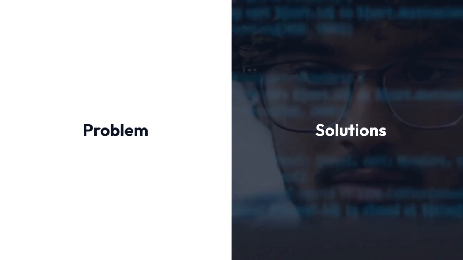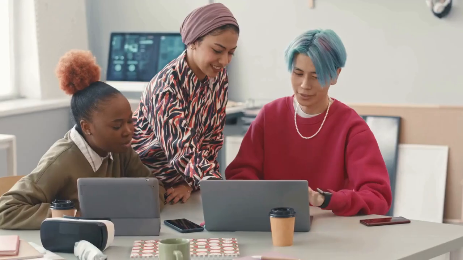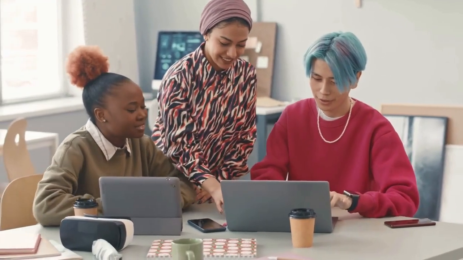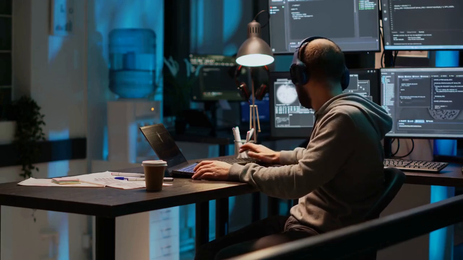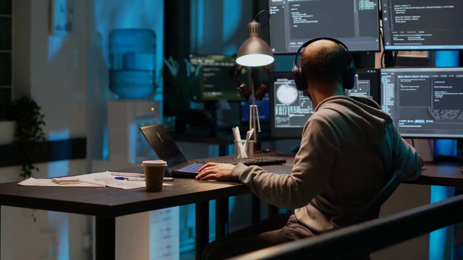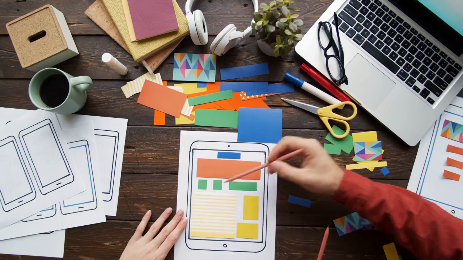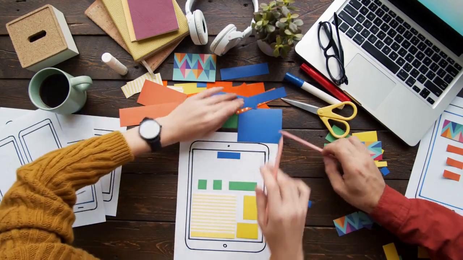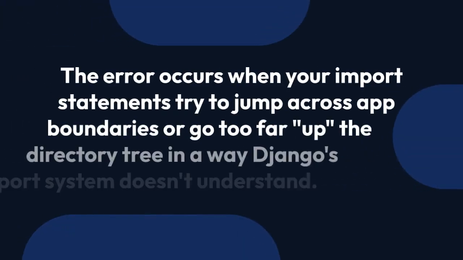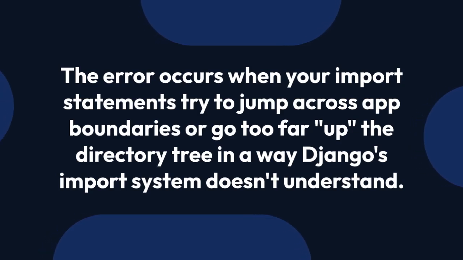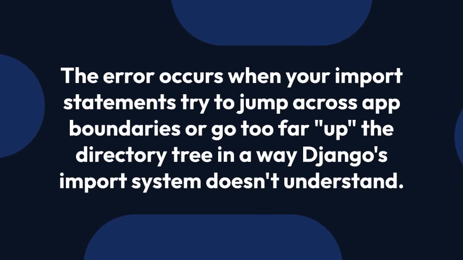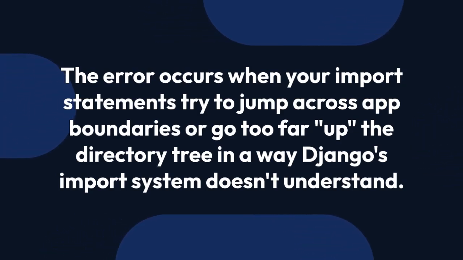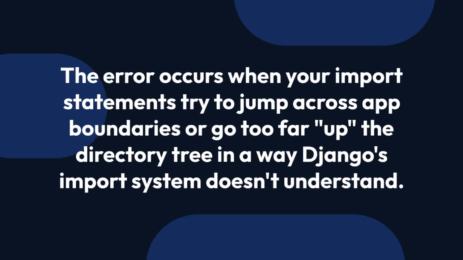1. Understanding Django's project structure. Django projects have a specific directory layout. You have your main project directory, containing settings, URLs, and apps. Each app is its own self-contained unit, with its own models, views, etc. The error occurs when your import statements try to jump across app boundaries or go too far up the directory tree in a way Django's import system doesn't understand.